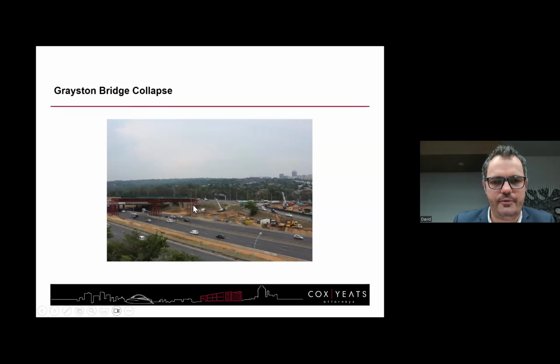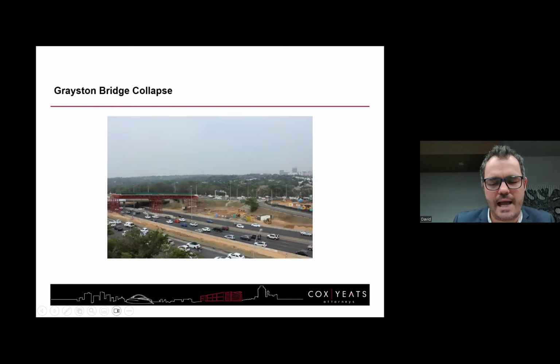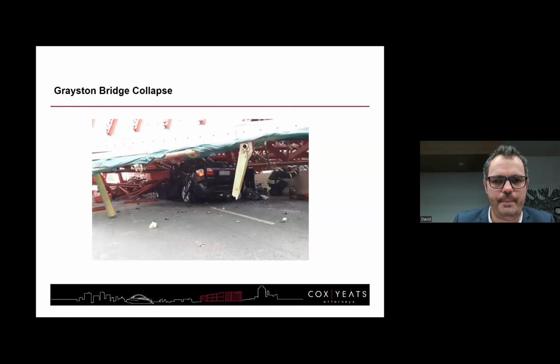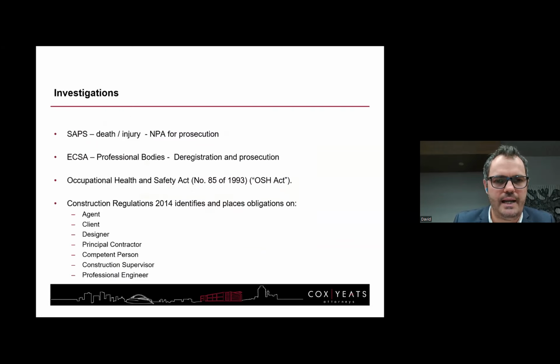That's what it looked like the day before. So you can see it's temporary works. That's what temporary works looks like. Again, it's not the bridge, it's not the final structure. It is what's going to hold up the final structure. You can see how big the members are. And that is on the N1 after the collapse.